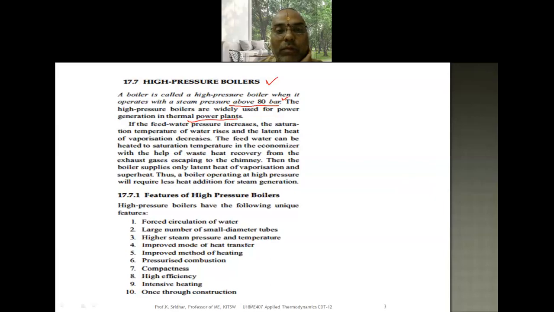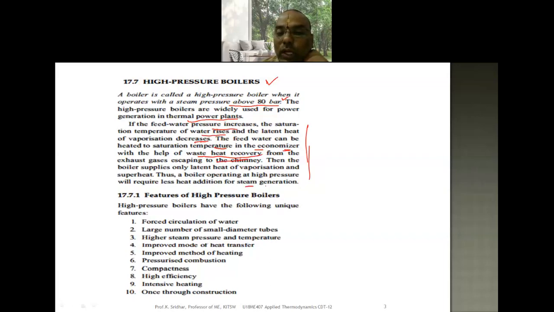So what is the working principle of the high pressure boilers? This paragraph gives you the information about it. If the feed water pressure increases, the saturation temperature of the water also increases and the latent heat of vaporization decreases. Because of this, the feed water can be heated to the saturation temperature in the economizer. The basic function of the economizer is that the feed water is heated with the help of the waste flue gases which are leaving through the chimney, because of which the efficiency of the plant will increase.